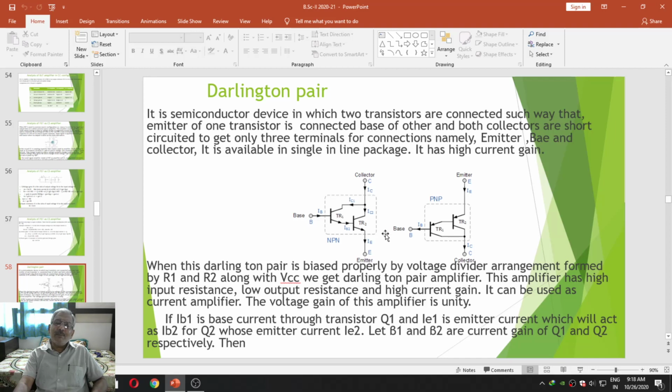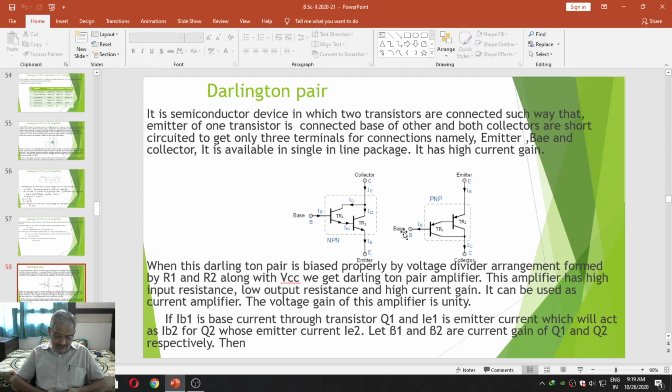When this Darlington pair is properly biased, especially if we use the voltage divider biasing network as usual, which is formed by means of R1 and R2, to which the power supply VCC is provided, then it is going to act as an amplifier, and then it is called a Darlington pair amplifier.